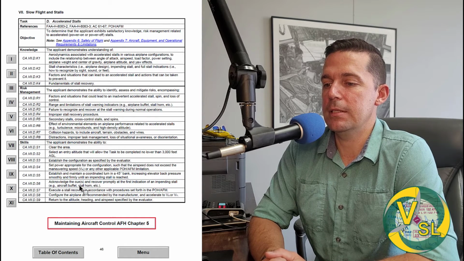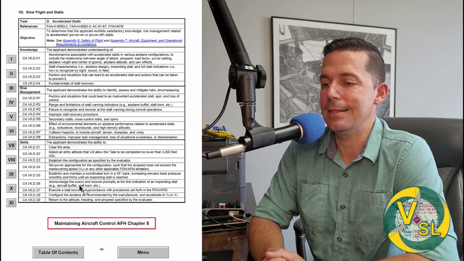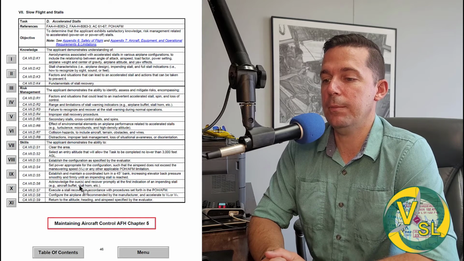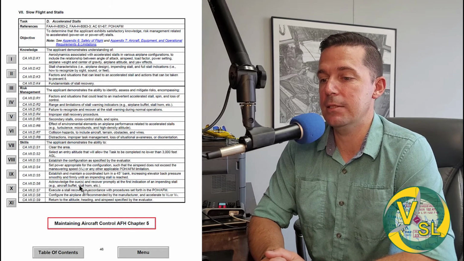Skill 5, establish and maintain coordinated turn, 45 degrees of bank, increasing elevator back pressure smoothly until an impending stall is reached. Skill 6, acknowledge the cues and recover promptly at the first indication of an impending stall.